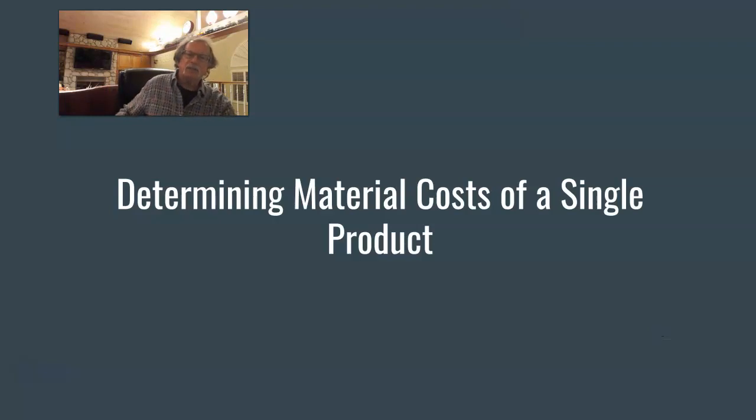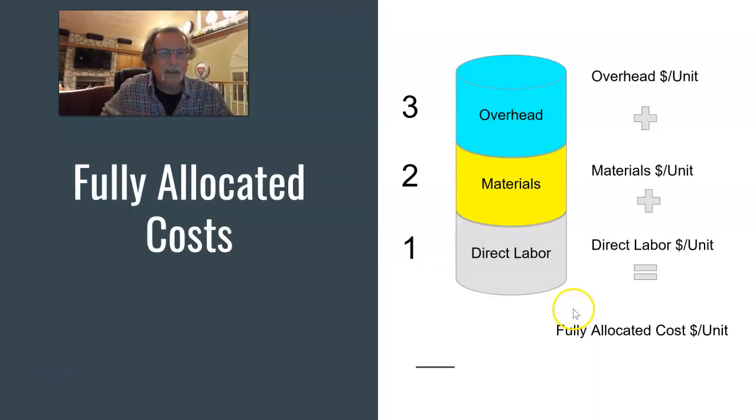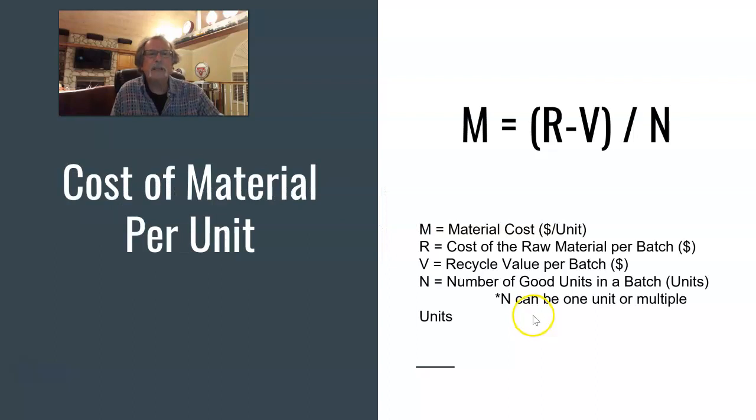So let's look at the material cost of a single product. So we're going to work on item number 2, the material cost. We'll get to the direct labor and the overhead in later presentations this week. So here's our basic formula. The material cost per unit, M, is the cost of the raw material per batch, less the recycled value per batch, and that quantity divided by the number of good units in a batch.